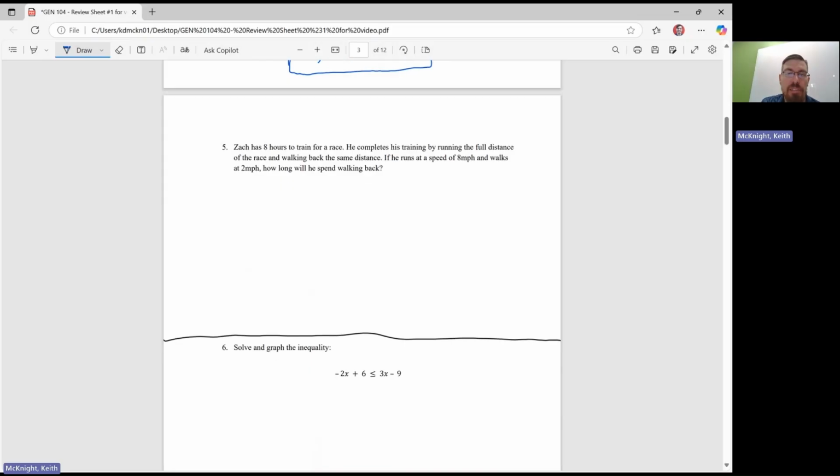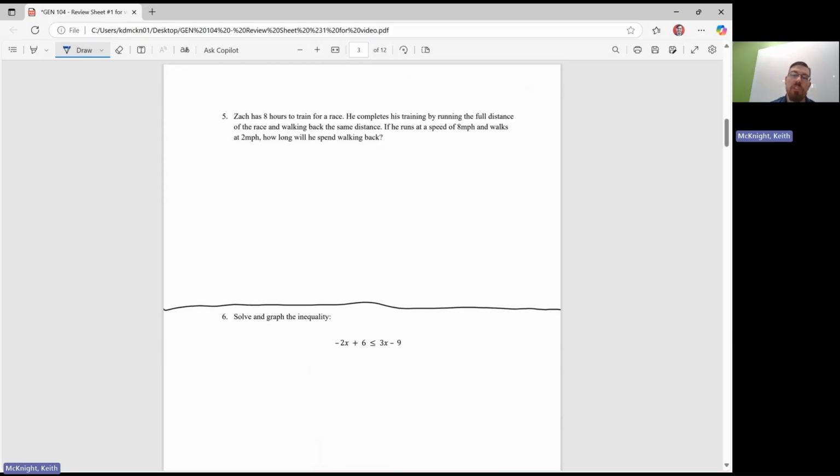All right, number 5, another word problem. So this one's a distance rate time problem. I know in the course itself, when we do these questions, we like to use a table of values to kind of organize our information. That's going to be very important, not only for this kind of question, but for future classes' questions.